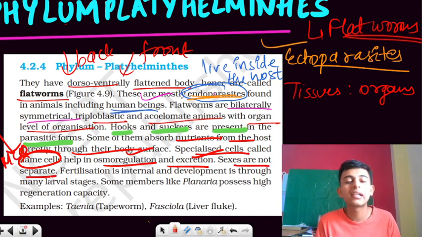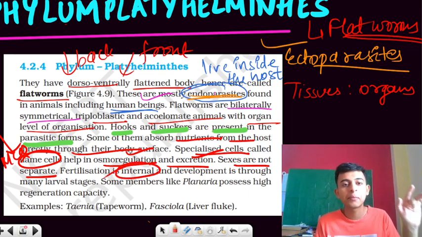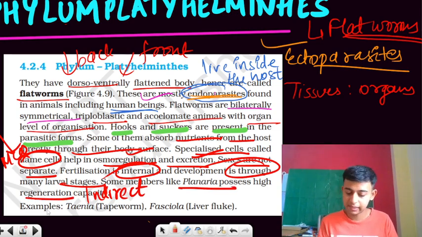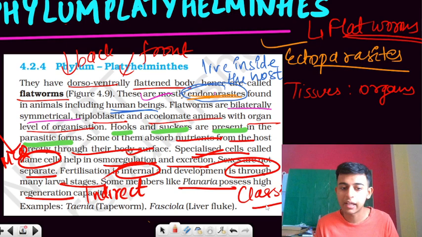Sexes are not separate again. Male and female are the same. Fertilization is internal, मतलब body के अंदर होगा. Development is through many larval stages, मतलब indirect. ठीक है. Some members like Planaria possess high regeneration capacity. So organisms like Planaria can be regenerated. And आपने देखा भी होगा in class 10th, I suppose.